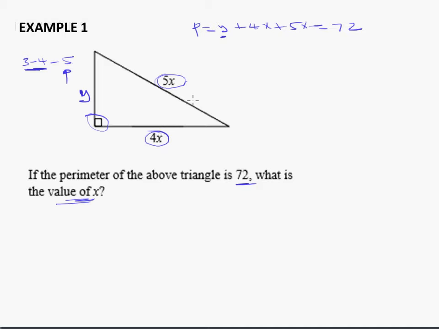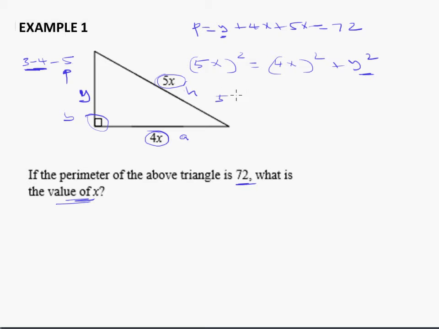Now let's assume we didn't know. Then using Pythagoras theorem, we can say that 5x squared, which is c squared, is equal to 4x squared plus y squared, right? This is the Pythagoras theorem. This is our hypotenuse, this is h. This is maybe a or b. It doesn't matter, it can be b or a. So now how do we find y squared?